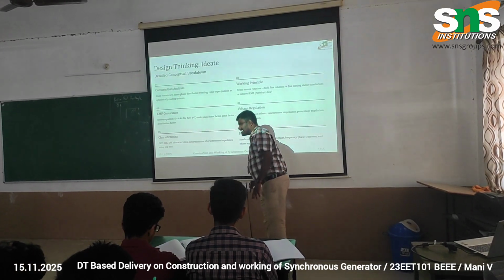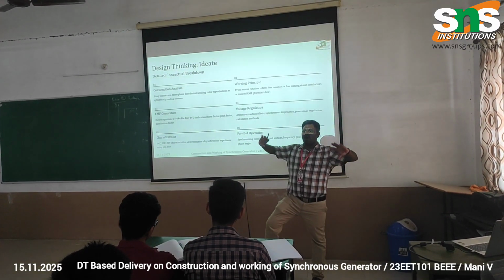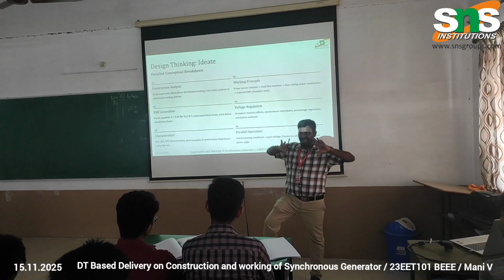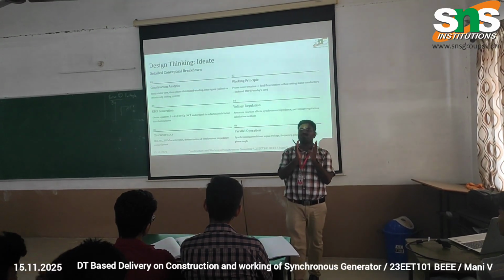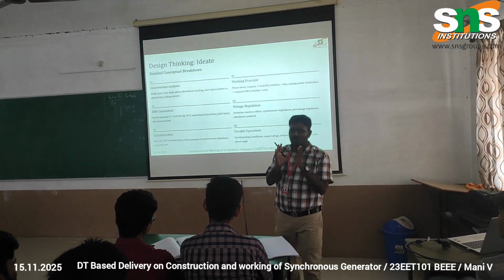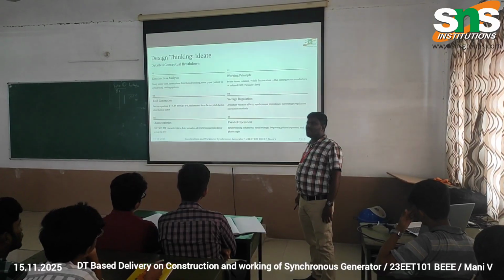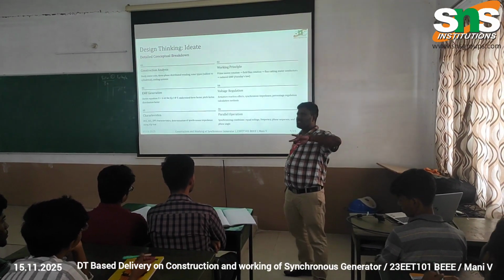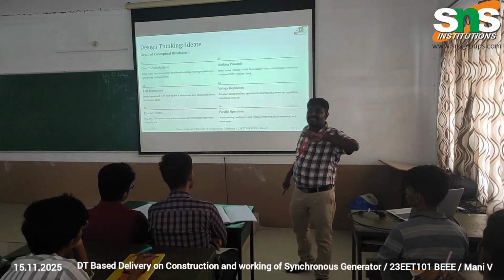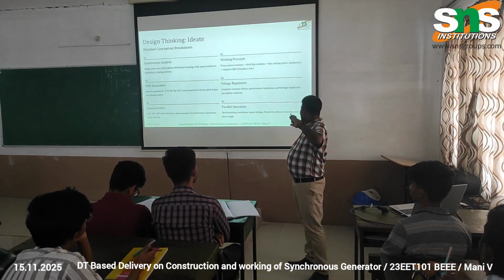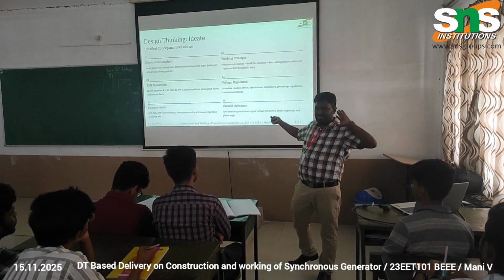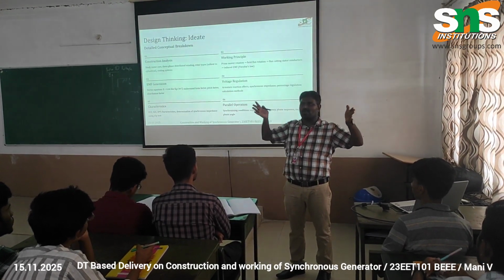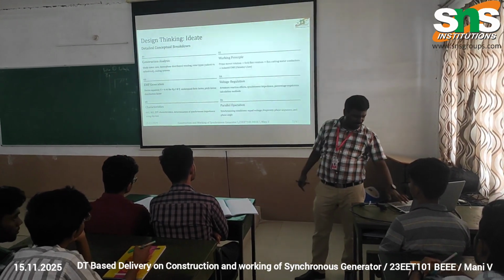And next, if I want to connect two or more generators in parallel, what conditions have to be satisfied to operate them in parallel? The voltage produced by the generators should be equal, the frequency should be the same, and the phase angle and the phase sequence should also be the same. Only then can we connect all the generators in parallel operation.